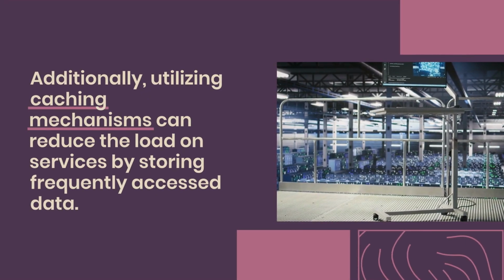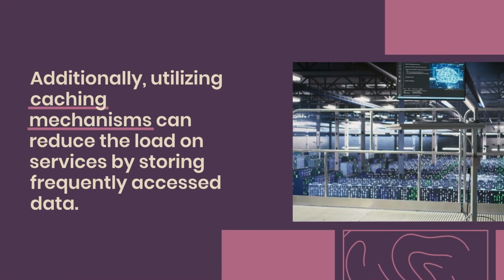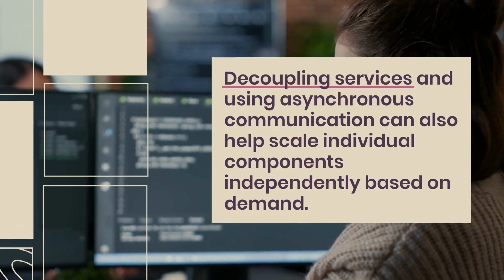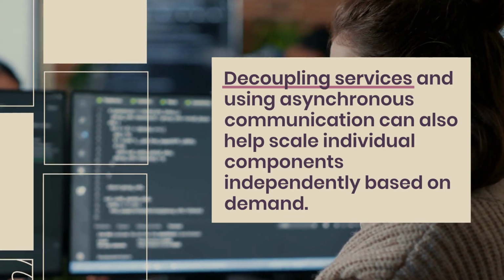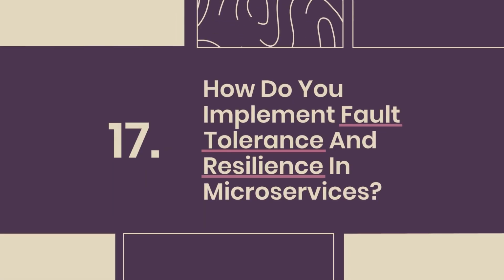Additionally, utilizing caching mechanisms can reduce the load on services by storing frequently accessed data. Decoupling services and using asynchronous communication can also help scale individual components independently based on demand. 17. How do you implement fault tolerance and resilience in microservices?